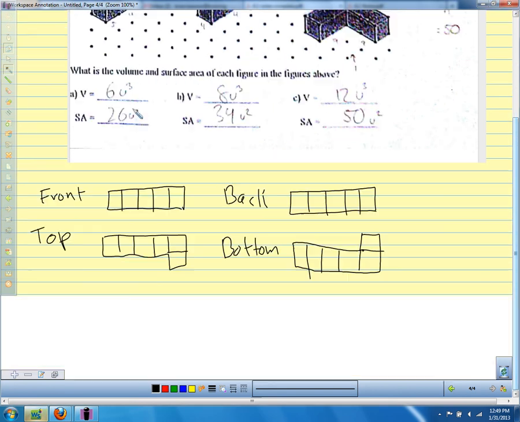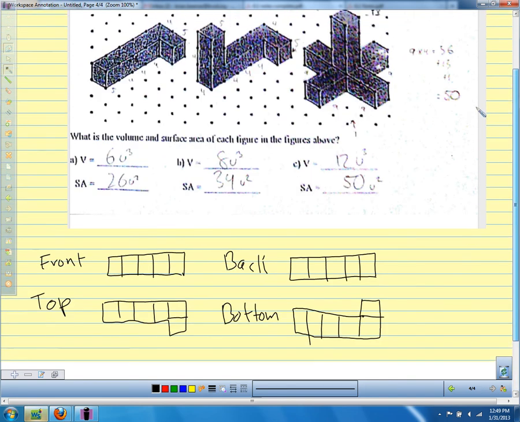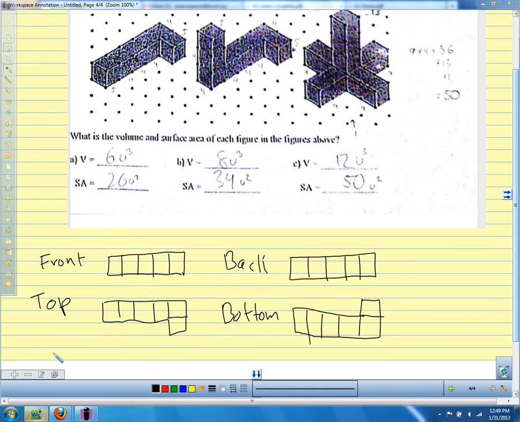From the left on this shape, all we're going to be able to see is the ends of these two cubes. So from the left, it's going to look like this. And from the right, it's just going to look like this. Same thing.